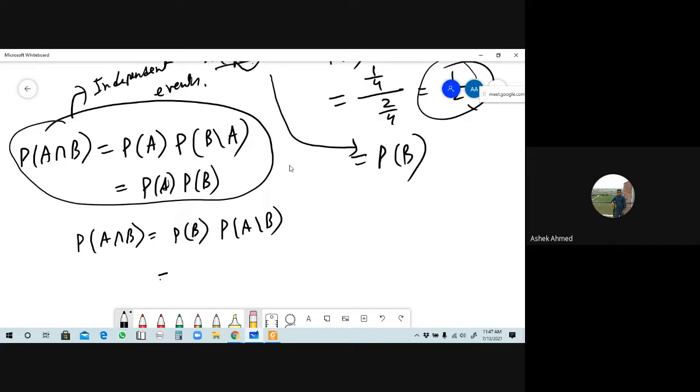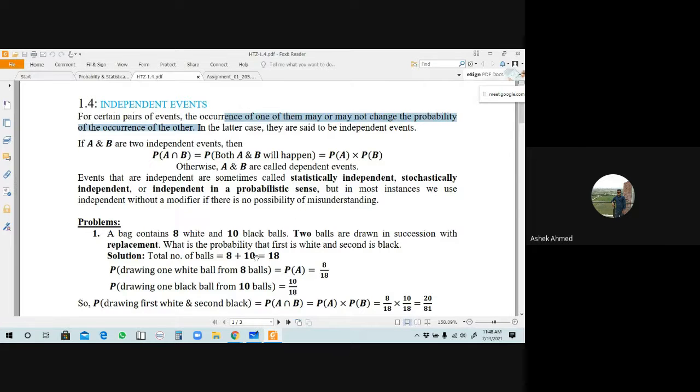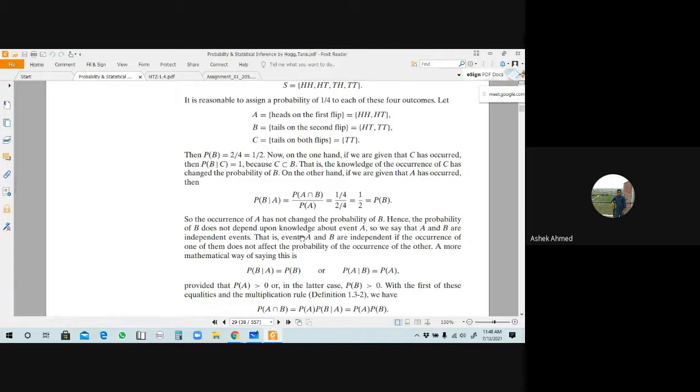In that case, this will be probability of B, and this will be কত হয়ে যাবে? Probability of A here. Okay, this is another formula for independent events. Okay, there's a definition given here. These events are called statistically independent in a probabilistic sense. Okay, that is given here.